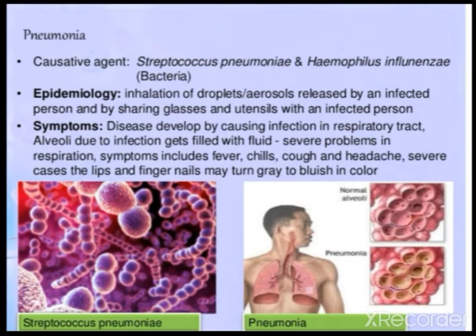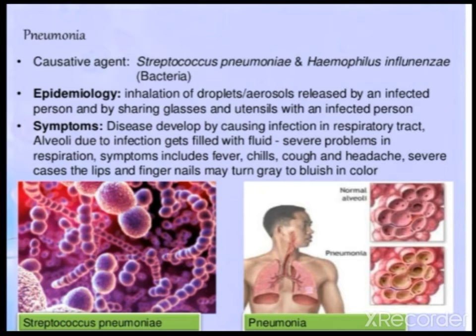Next is pneumonia. Causative agents are Streptococcus pneumoniae and Haemophilus influenzae. How do you get the disease? By inhalation of droplets or aerosols released by an infected person or by sharing glasses or utensils. While sneezing or coughing, always close your mouth. Otherwise you can spread the droplets and it can affect another person also. All airborne diseases are spread from one person to another by this method only. Even COVID spreads the same way, so we have to be careful.